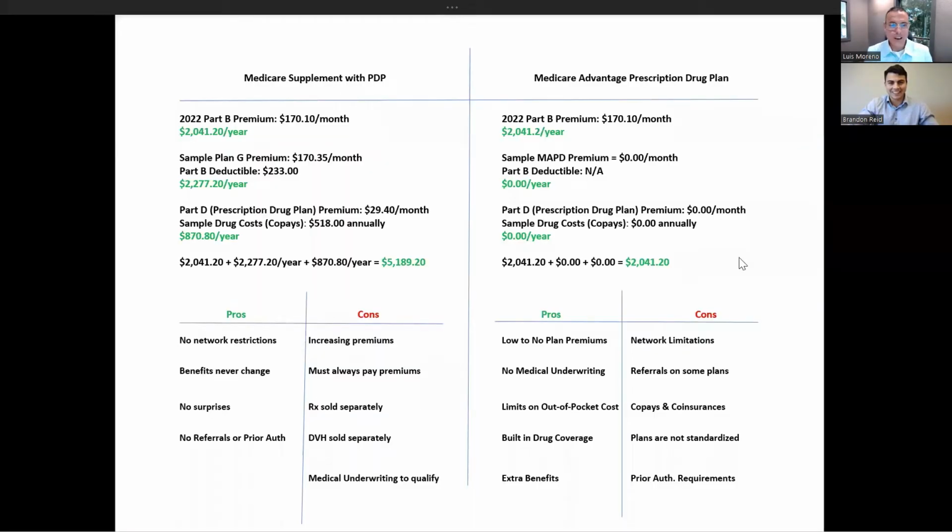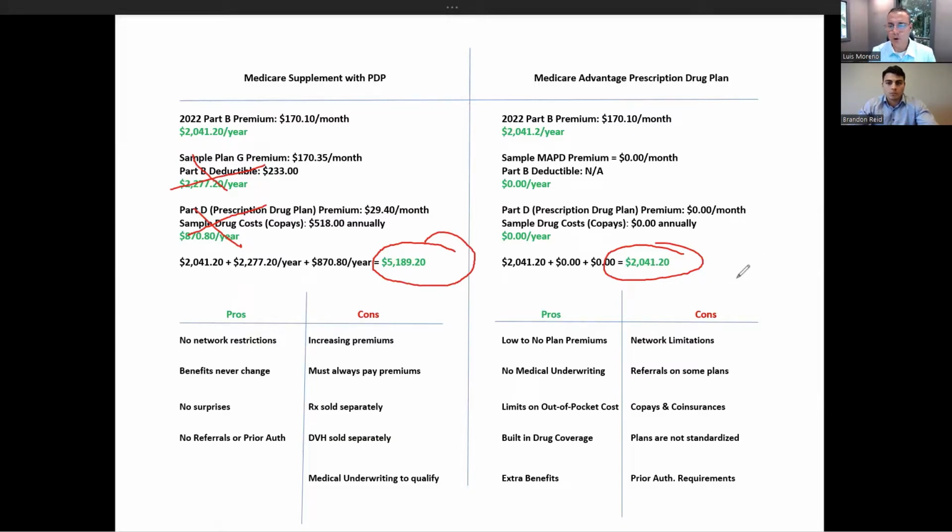On the right-hand side, I'm going off memory here. See how? Okay, there it is. Okay, so almost $5,200 with a med sup and PDP. On the right-hand side, $2,000. Dude, doing my math, I am almost at a $3,200 savings per year.